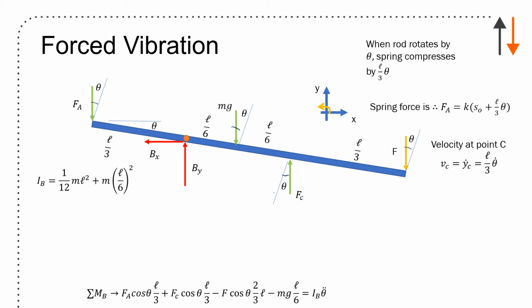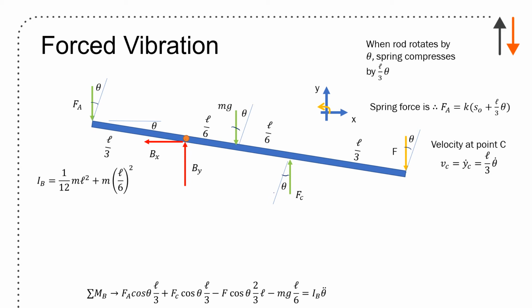So if I do sum of moments about B, I have FA, which is acting over a distance L over 3 times cos theta, so a very small distance. I have FC over here, cos theta L over 3, it's going in the same direction. It's causing a counterclockwise rotation, and so it's positive. I have minus F cos theta 2/3 L, which is from here to B. Okay, that's fine. And I have the weight force, which is acting over distance L over 6.